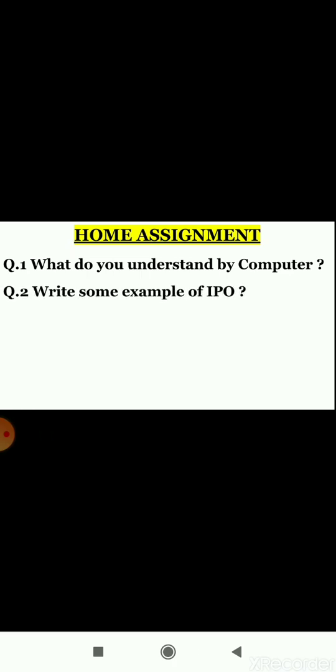We will continue the same topic in the next class. Till then, you complete this home assignment in your rough notebook. First question is, what do you understand by computer? Second question, write some examples of IPO. IPO means input, process, output. Write about the parts of CPU.